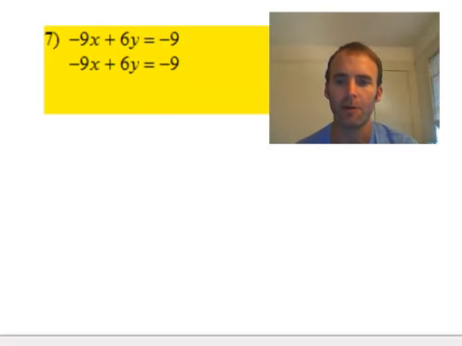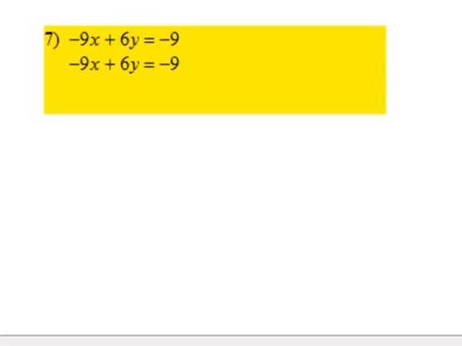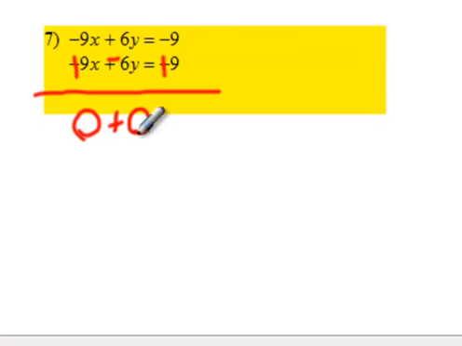So if you look at this, let's go ahead and subtract this. And let's look at what happens. So when we subtract this, remember that subtracting the whole thing is like adding the opposite. So we get negative 9x plus 9x, well that's 0, 6y minus 6y, well that's 0, and negative 9 plus 9, and that is 0 again.